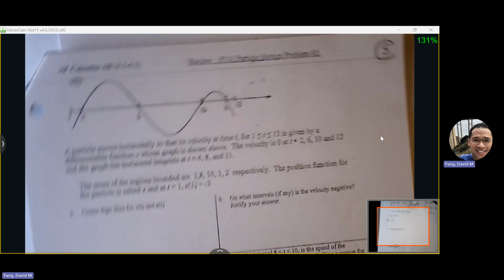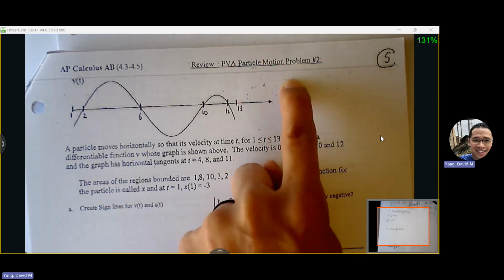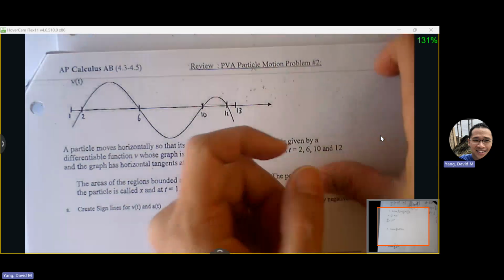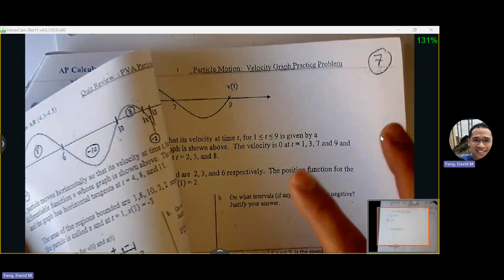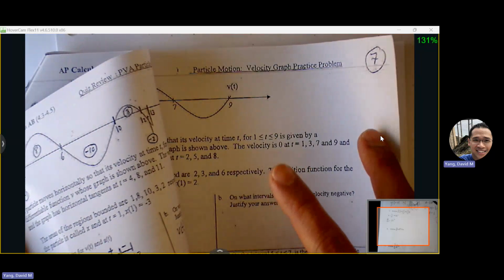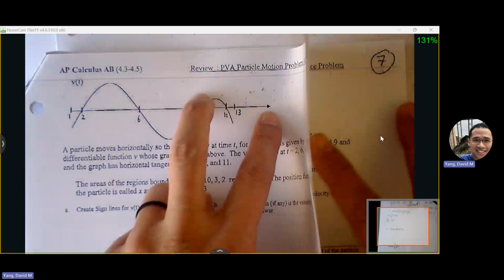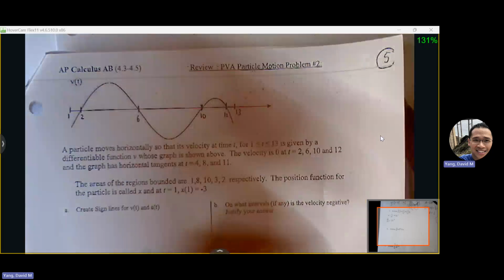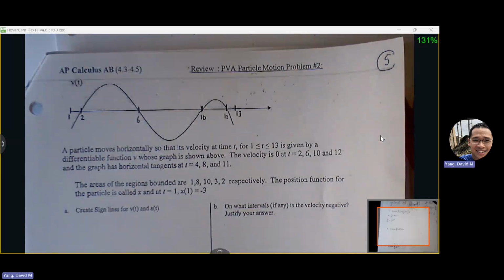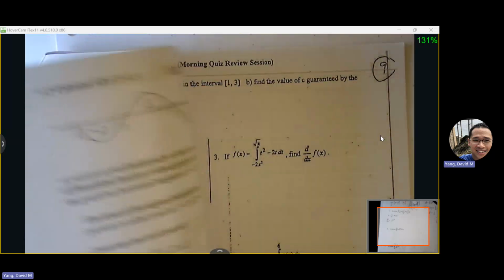Okay. So these PVA motion problems that you see on page 5 and page 7 are going to be more of what we're expected to see on the FRQ portion of your test. So we'll come back to these. These won't be on Friday's test. We have to come back to this and review this for next Friday's. But page 5 and 7, no need to worry about that. So let's go to page 9.